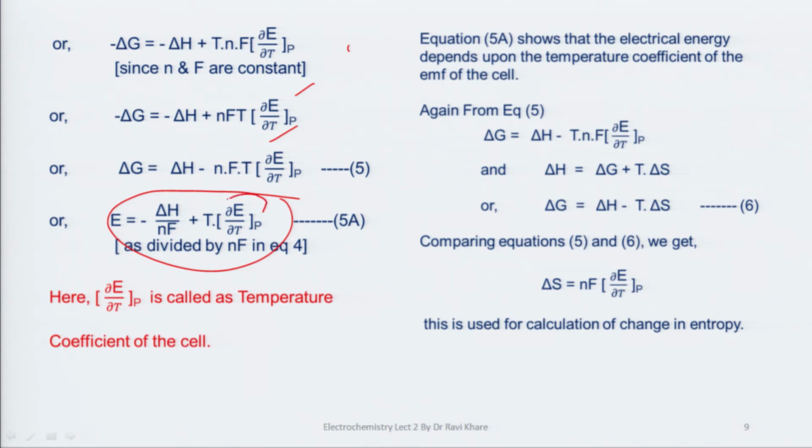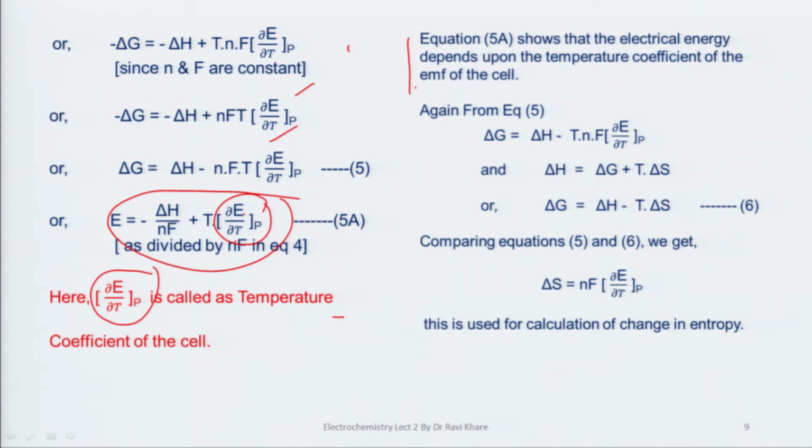This parameter, that is del E upon del T at constant pressure, is called the temperature coefficient of the cell. Equation 5 shows that the electrical energy depends upon the temperature coefficient of the EMF of the cell. This is a very important point. A reasoning question can be asked from this point. Equation 5 shows that the electrical energy depends upon the temperature coefficient of the EMF of the cell.